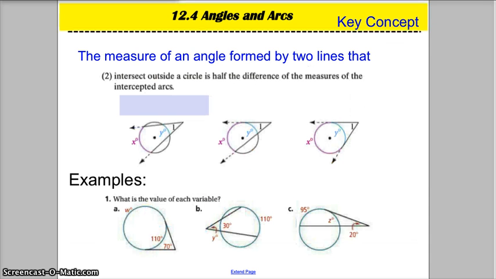The other relationship is when angles are outside the circle. And again, it's going to be half, but this time it's the difference.